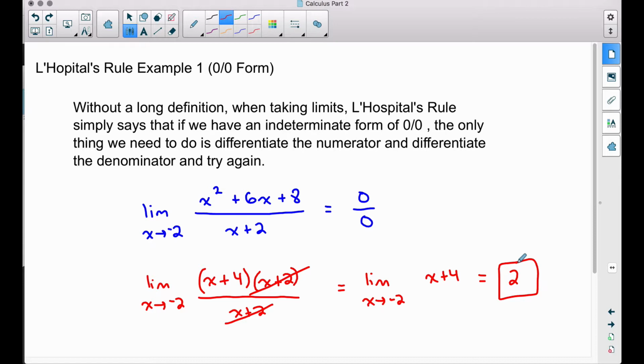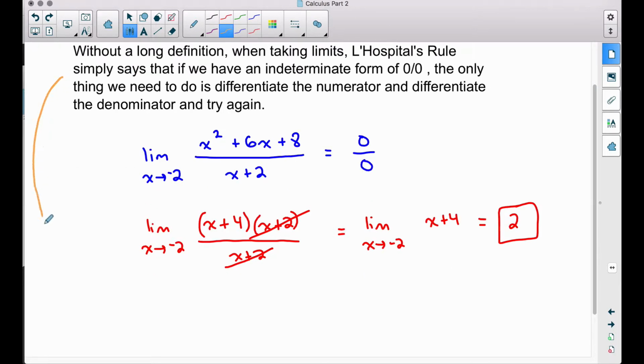However, factoring can be tough, and sometimes you cannot factor, and those other limit strategies we discussed way back at the beginning of Calculus 1 do not apply here. So now finally, let's apply this L'Hopital's rule. And all we need to do is take the derivative of the top and the derivative of the bottom, and let's try it again. And again, make sure you realize why we can do this.